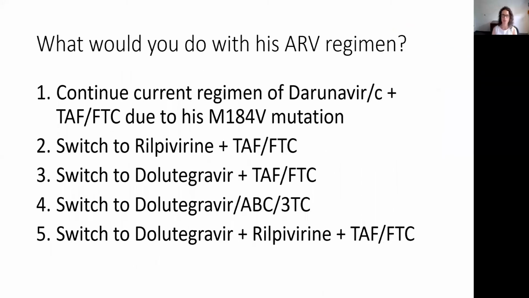So now that you have this information, what would you like to do with his ARV regimen? Would you continue him on darunavir cobicistat and TAF FDC due to his M184V mutation? Would you switch him to rilpivirine and TAF FDC, to dolutegravir TAF FDC, to the combo pill of dolutegravir abacavir 3TC, or would you give him dolutegravir, rilpivirine, and TAF FDC? So I want you to think about these options, and we're going to come back to this question after we review some of the data.